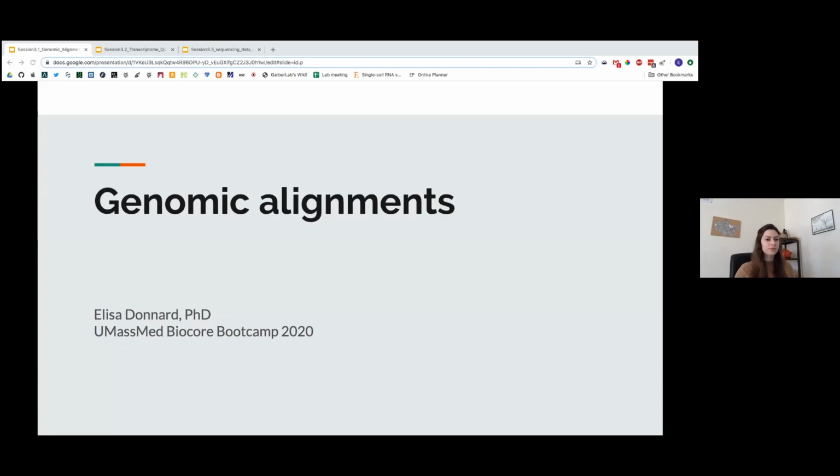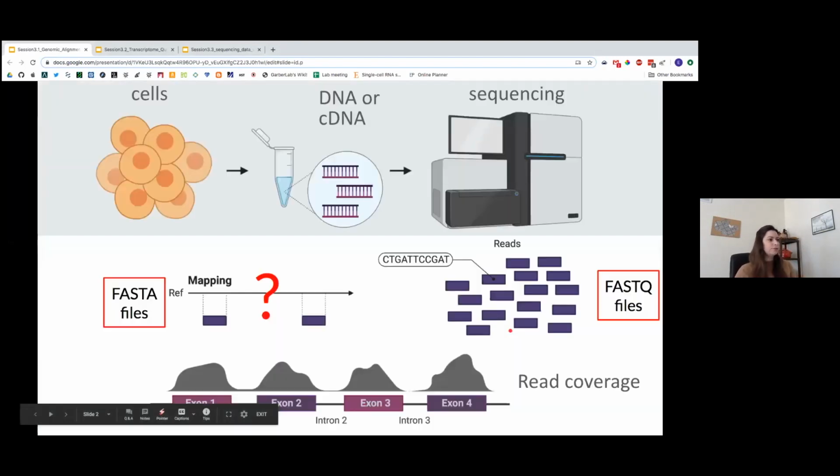So today we'll start by talking a little bit more about genomic alignments. And just to recapitulate from last week, what we were looking into was after you have your sequencing done, your result are reads, which you now know are contained in FASTQ files. And we need to figure out where exactly in the genome they came from. So that's the mapping step we'll go over today.